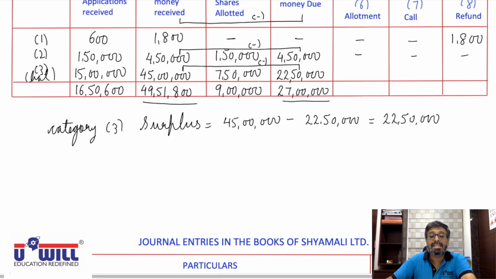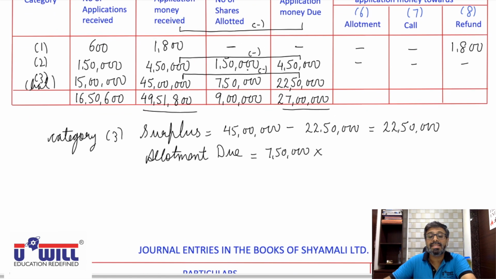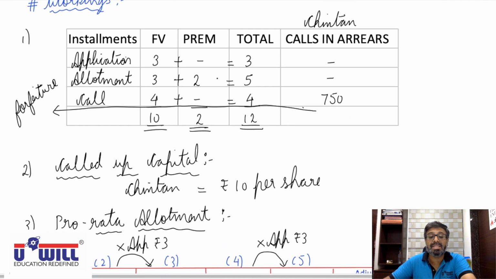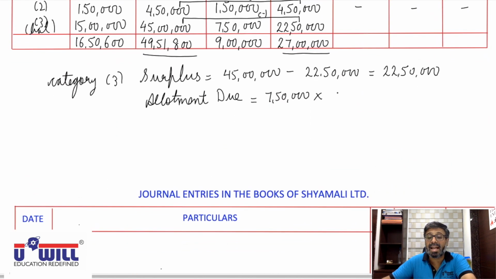Now since 7,50,000 shares are allotted, what would be allotment money due here? 7,50,000 shares allotted. All of you can see here in column number 4, 7,50,000 shares allotted multiplied with how much is allotment money going to be due? 5 rupees. 7,50,000 into 5.